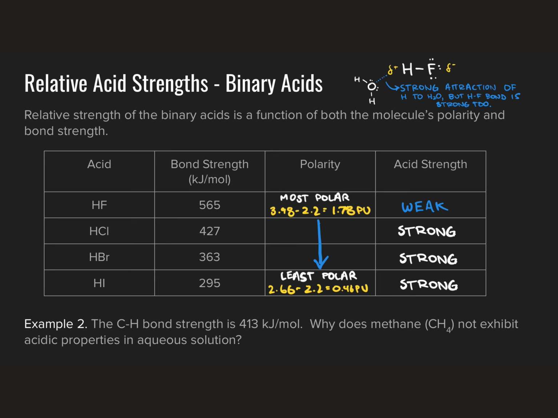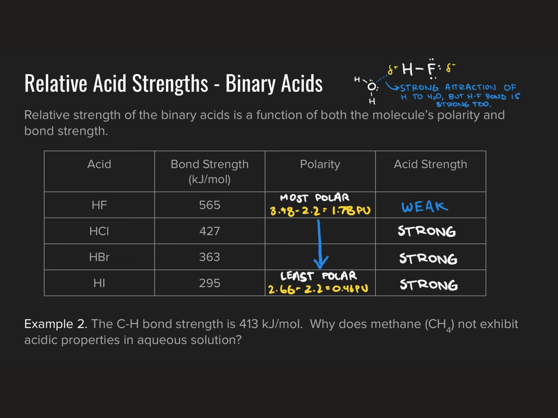Now, if we take a look at example number 2, however, we might need to reconsider our understanding here. In example number 2, it tells us the bond strength of a carbon to hydrogen bond is 413 kilojoules per mole, which puts it at a little weaker bond than the bond between hydrogen and chlorine in hydrochloric acid. The question then asks, why is it that methane, chemical formula CH4, does not exhibit acidic properties within an aqueous solution? And to justify that, we really have to take a look at the other factor in our data table there.